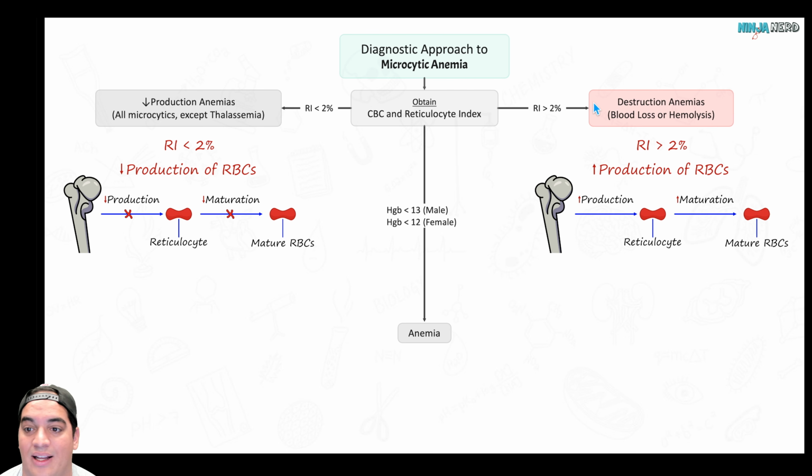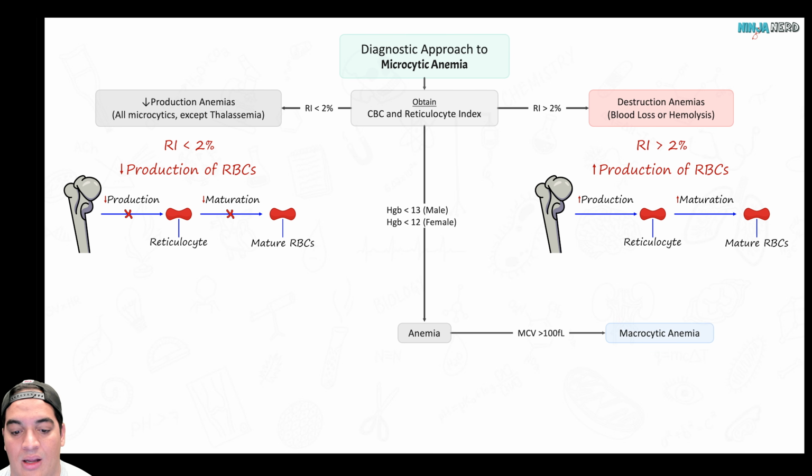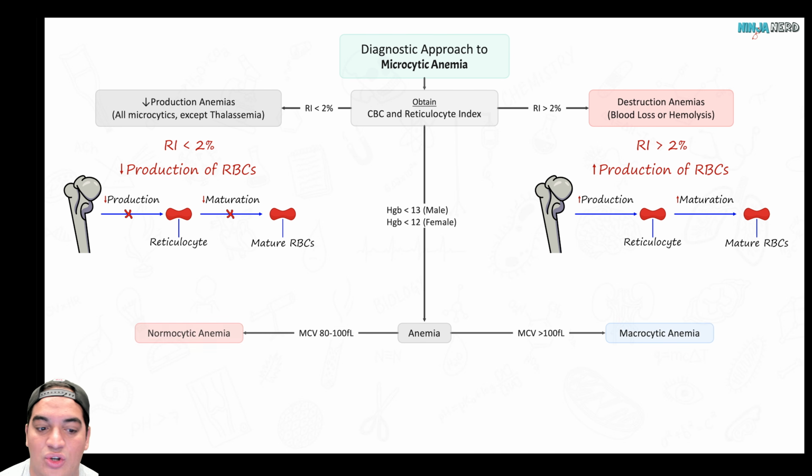We're going to add these in a little bit after, but it's always nice to get a basic discussion of them. If I check the MCV, that should tell me what type of anemia I have. If it's greater than 100, that's macrocytic. If it's 80 to 100, that's normocytic. And if it's less than 80 femtoliters, that's microcytic. So far I have a microcytic anemia based upon the hemoglobin and the MCV.